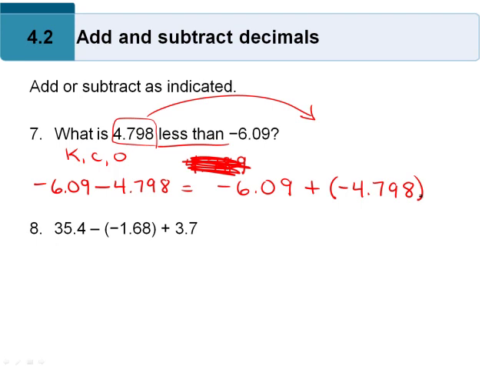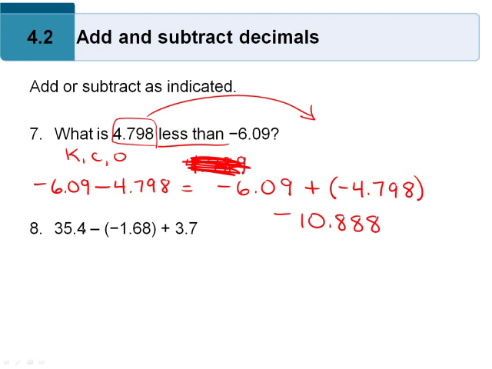Now, next step, the signs are the same. So the rule is I add and keep the sign. So let's see. 6.09 plus 4.798 gives me a negative, because we keep the sign, 10.888. And that's it.